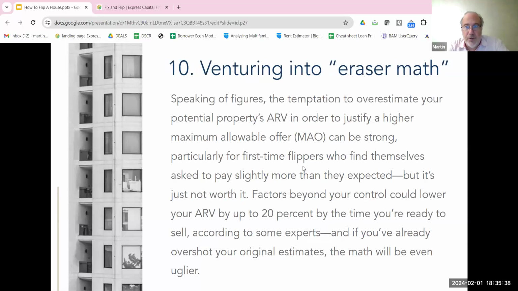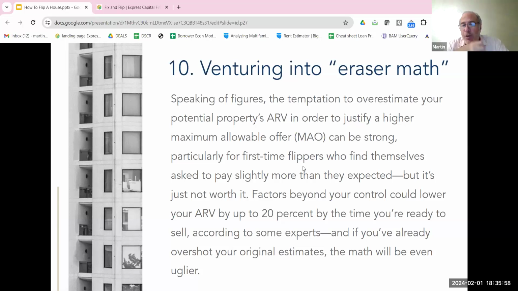Okay, venturing into the emotional math. Very important thing here. Speaking of figures, the temptation to overestimate your potential property's ARV in order to justify a higher maximum allowed offer can be strong, particularly for first-time investors who are asked to pay slightly more than they expected. But it's just not worth it.